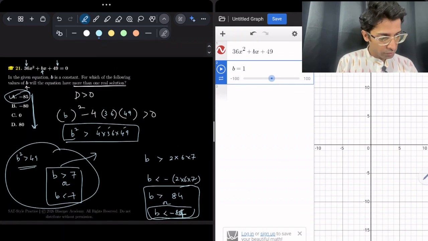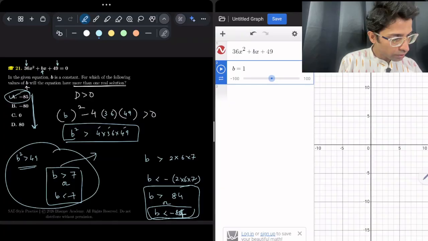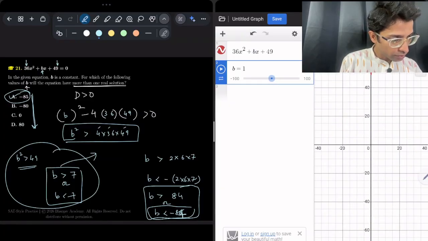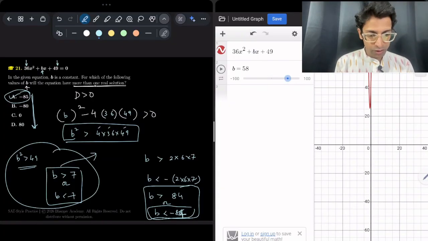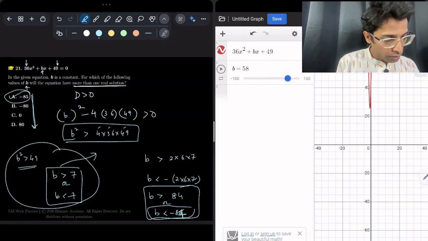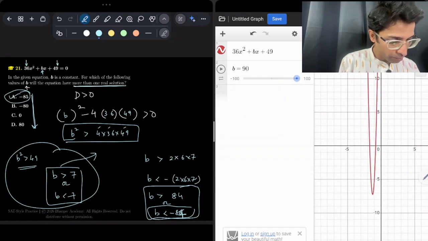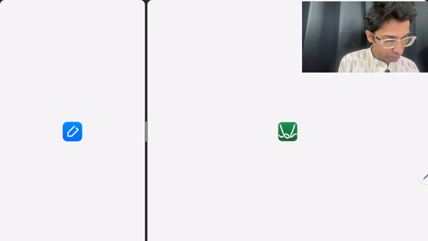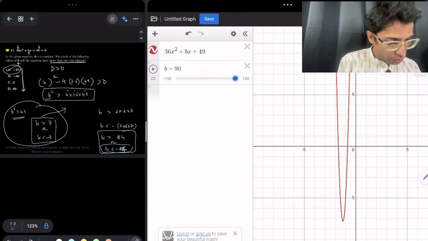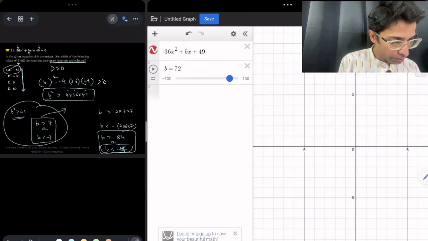Now, where is our graph? Is it sitting somewhere? Yes, it is there. So what should I be looking for in Desmos? More than one real solution. So I'm expecting the graph to cut the x-axis at two different points. So let me see where that actually happens. It is happening here. So for 90, it is happening.